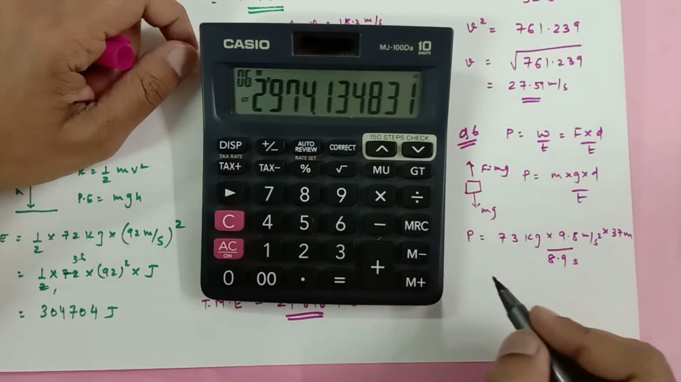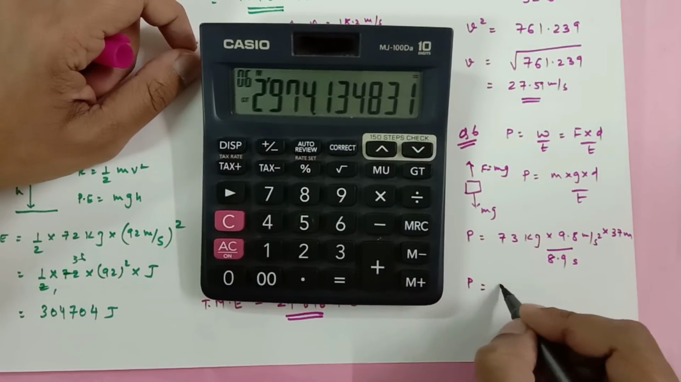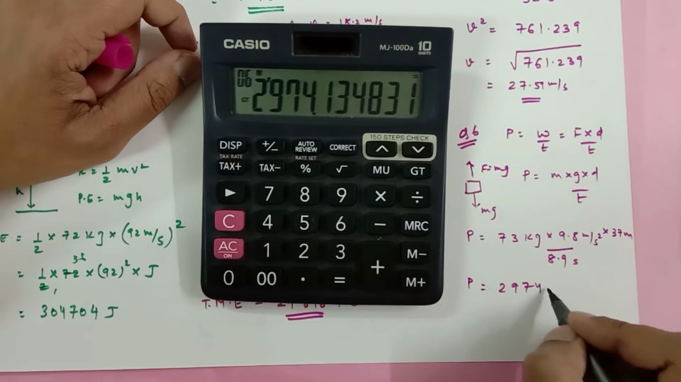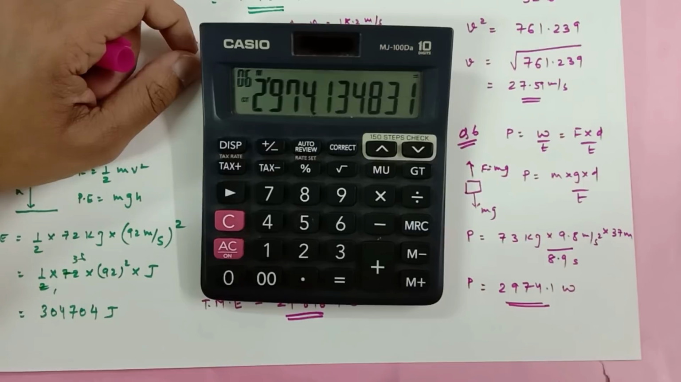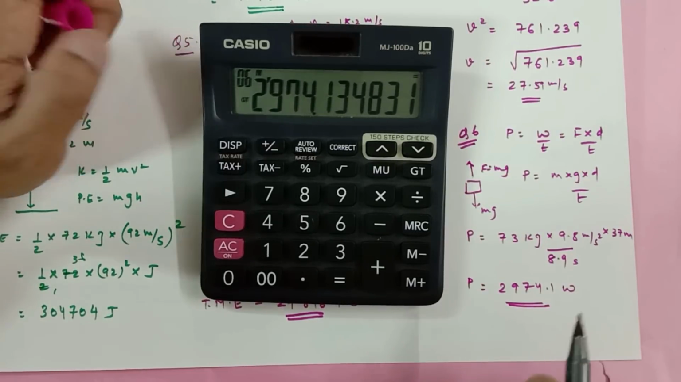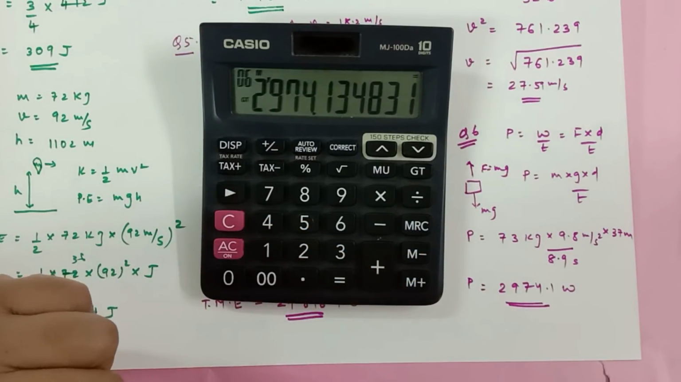So if you solve this, you will get your answer as power as 2974.1. Everything is in SI unit, so the answer would be in watt. Right guys? Right people? So we move on to the next problem.